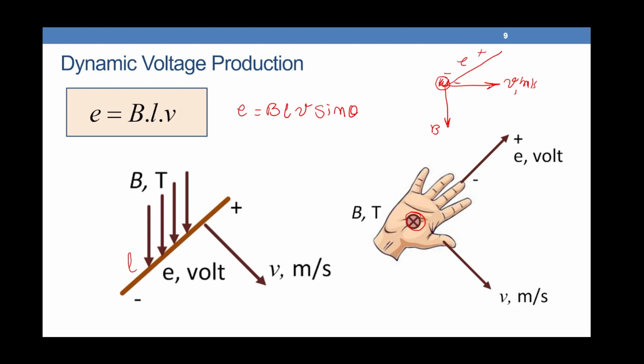So all of them are 90 degrees apart, right? And that one follows E equals BLV. So now we know how to produce a voltage.